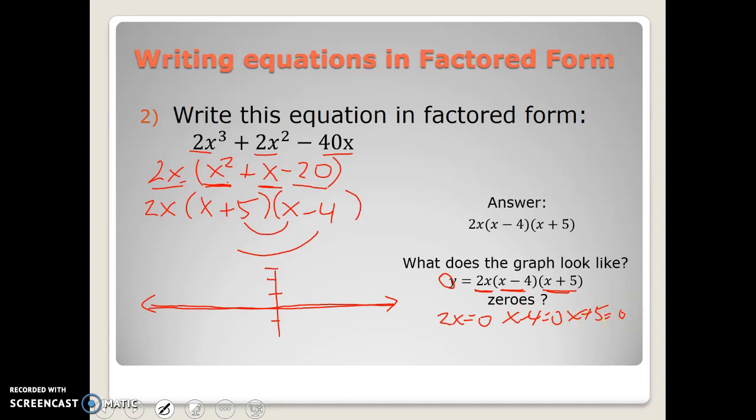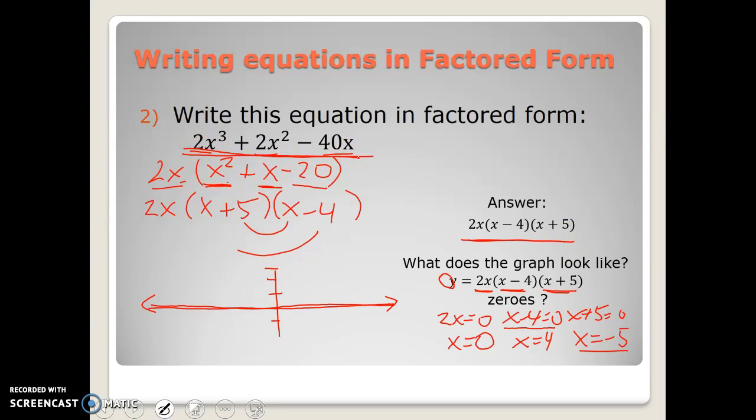So I have 3 equations here. If I solve the first equation, get the x by itself and divide by 2, I'll have x is 0. That's one number that if I stick it in here, it's going to give me a y value of 0. If I solve this second equation, if I add 4 to both sides, x is going to equal 4. If I plug 4 into this form or this form, it's going to give me a y value of 0. And if I solve the last equation, if I subtract 5 from both sides, it's going to be x equals negative 5. And whether I plug it into the factored form version of it or the standard form version of it, it's going to give me a value of 0 back out.